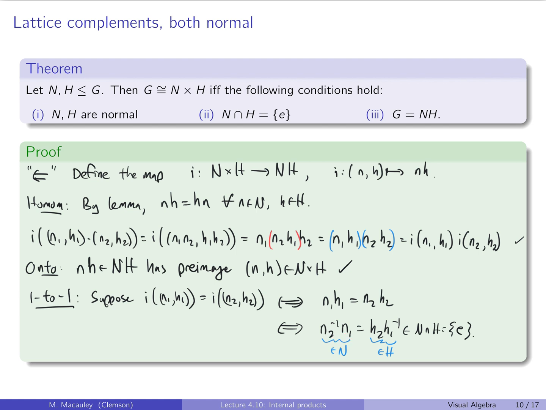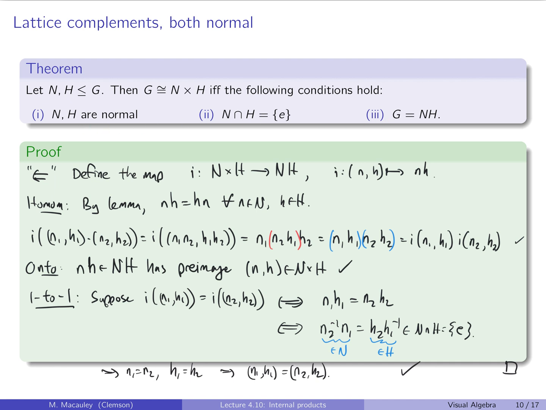So let me move over here. That means that n1 equals n2 and h1 equals h2. And that's what it means for these inputs to be the same. I almost don't need to write this down, but it means that (n1, h1) equals (n2, h2). And that's what it means for the map to be injective. If two things get mapped to the same place, they were the same to begin with, and that's the end of the proof. So that proves one direction.